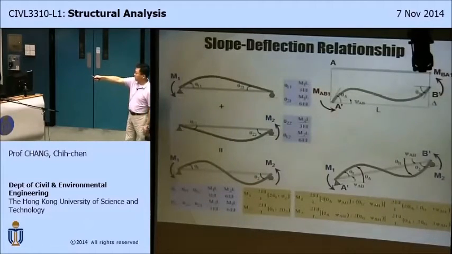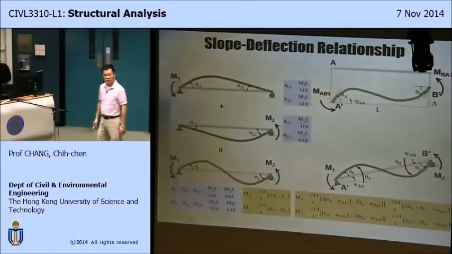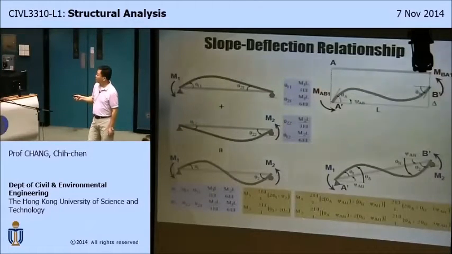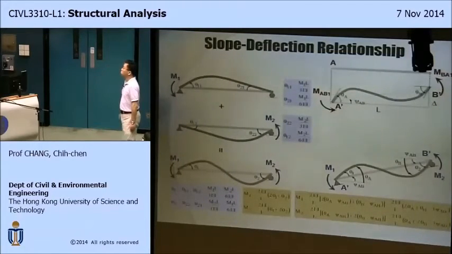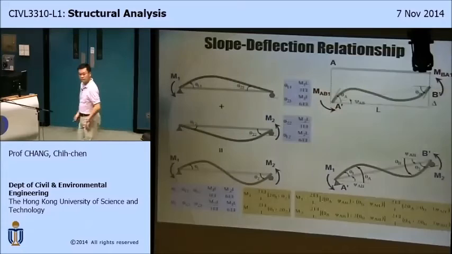OK, so this is what I just said. And then you simplify it, end up with equations like that. So M1 equals 2EI over L, 2 theta A plus 1 theta B minus 3 times psi AB. M2 equals 2EI over L, 1 theta A plus 2 theta B minus 3 times psi AB. So you see, we are relating all the geometry here, the degrees of freedom there, to the end moments. Cool?